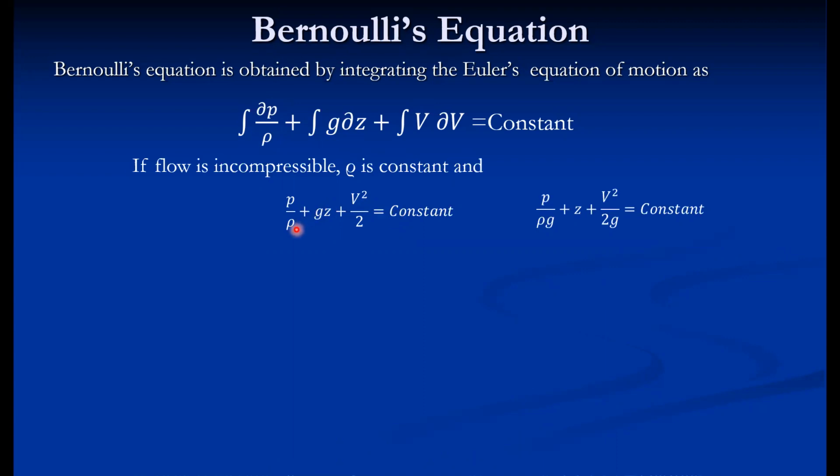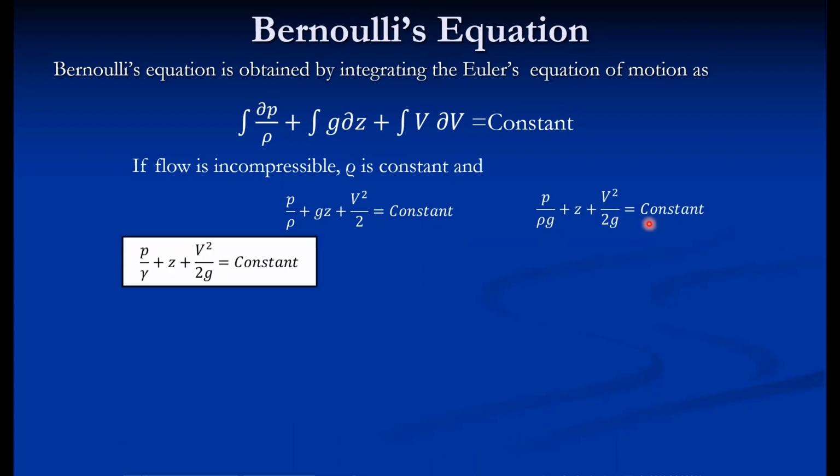Or if we divide both sides by g, it takes this form: p by rho g plus z plus v square by twice g is equal to constant. Here, rho g is also called the specific weight, gamma. So p by gamma plus z plus v square by twice g is equal to constant. This is Bernoulli's equation.